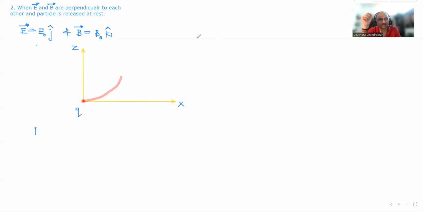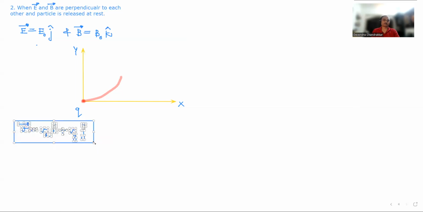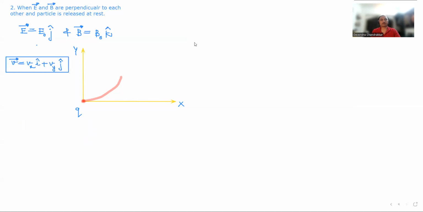This is Y, right? So we can easily write the velocity vector V as Vx I cap, the x component, plus Vy J cap. I hope all of you understood this. Yes or no? The particle is moving along the x and y axes in the xy plane.